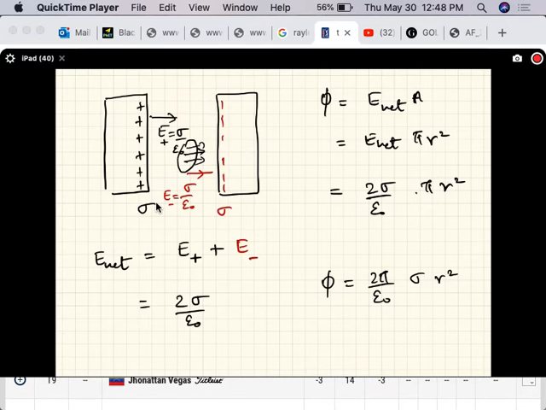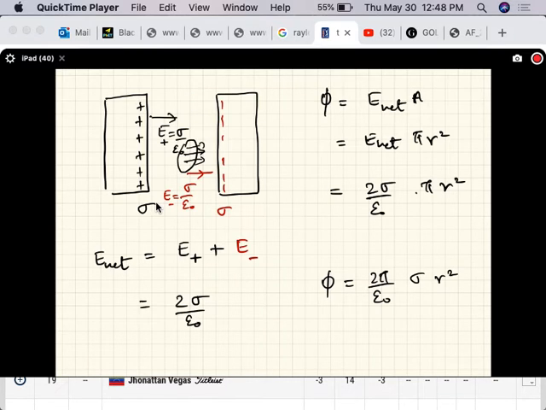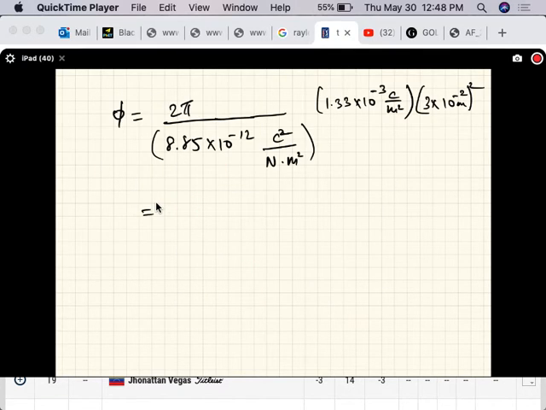So sigma is 1.33 into 10 minus 3 coulomb per meter square, and then r was 3 centimeters square. Okay, so that's the flux, and the units for flux are units for electric field, which is Newton per coulomb times meter square. So anyway, this will work out to Newton per coulomb meter square.